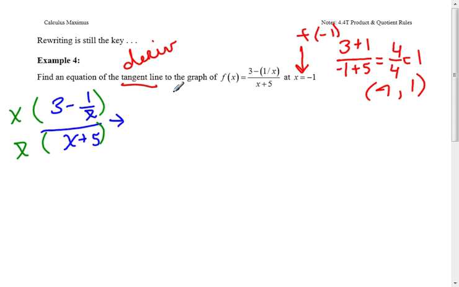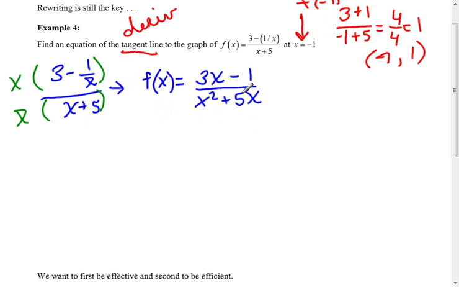So if we do that, our function now becomes, so we have f of x, alright, we get 3x minus 1 all over, okay, x squared plus 5x. Now it's not scary anymore. There's no fractions to worry about. Nobody has to cry. Alright, you can rewrite it with a negative exponent, but who wants to do that? Alright, so now we take the derivative, f prime of x.